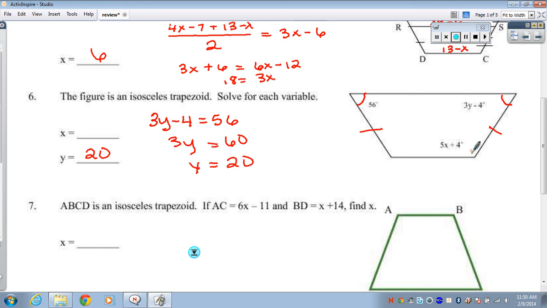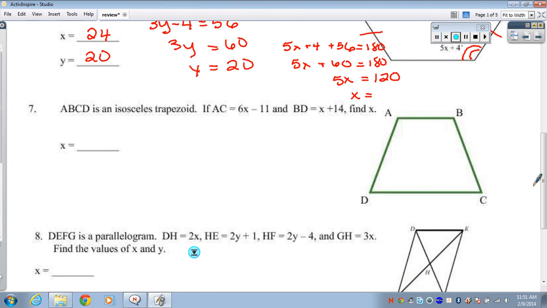These two angles right here, this one and this one, are consecutive interior angles, therefore they are supplementary. And we know this angle is 56 degrees because it's congruent to this angle. So 5x plus 4 plus 56 equals 180. So 5x plus 60 equals 180. 5x equals 120, and x equals 24.